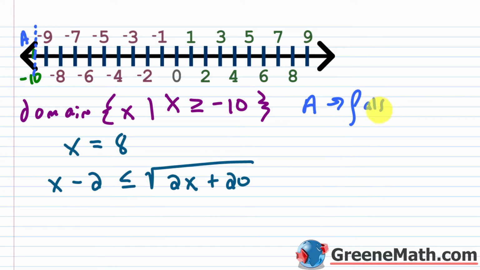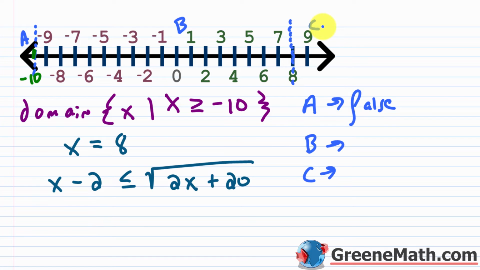I'll just go ahead and put false right now. Then the other critical value is at 8, so let's put a line right there. So region B would be between negative 10 and 8, and we need a test there. And then region C would be anything that's greater than 8, and we need a test there.